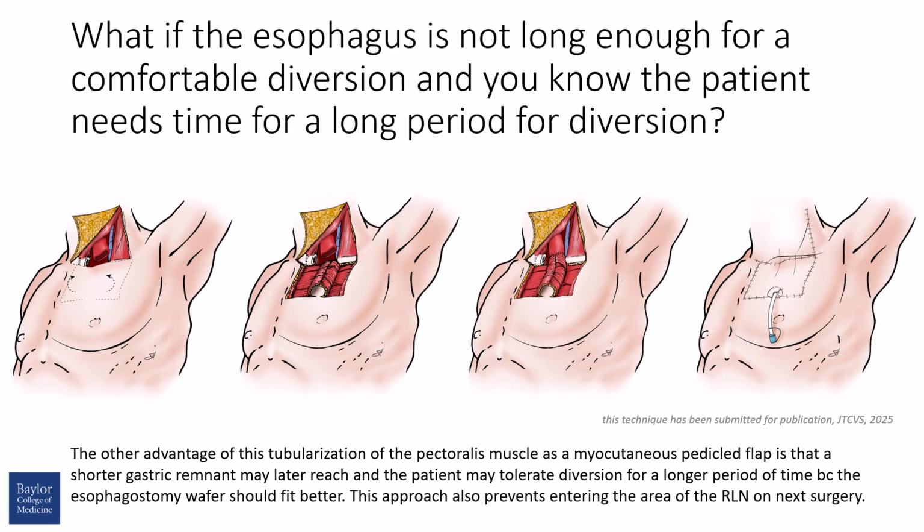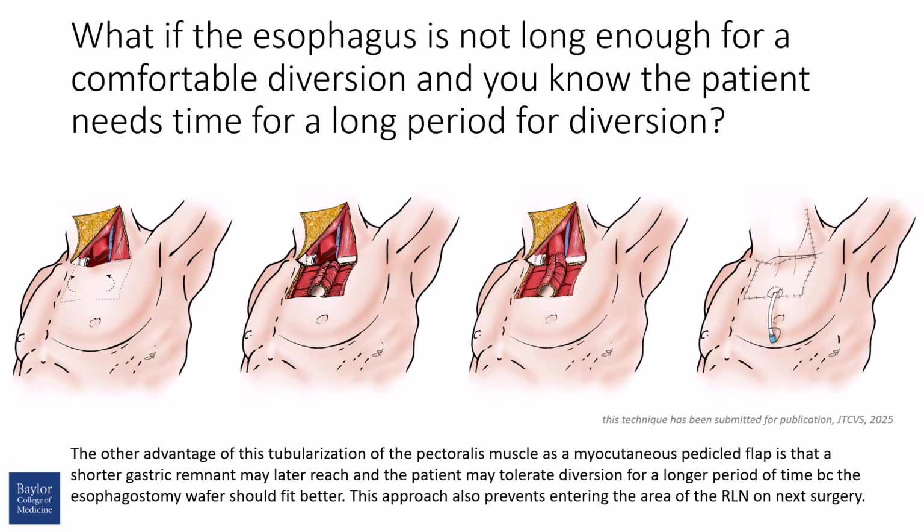The other advantage of this tubularization of the pectoralis muscle as a myocutaneous pedicled flap is that the shorter gastric remnant, if the patient has had in the past a necrotic gastric remnant, may later reach, and the patient may tolerate diversion for a longer period of time for optimization or adjuvant nivolumab therapy, and the esophagostomy wafer should fit better over time. The patient's quality of life should be better over time.